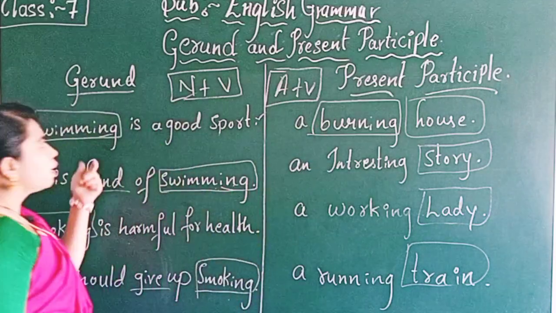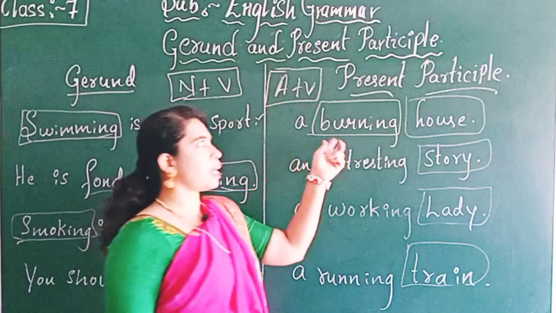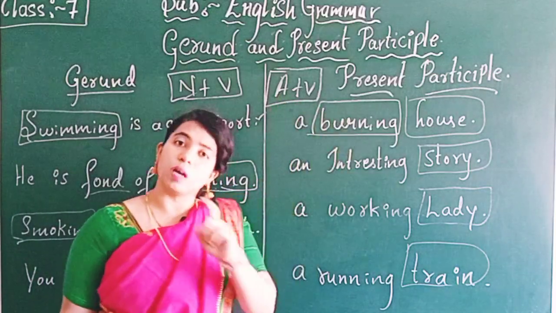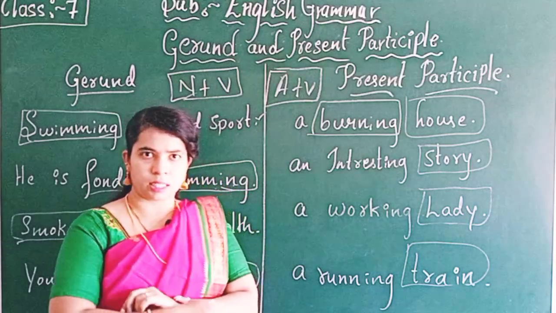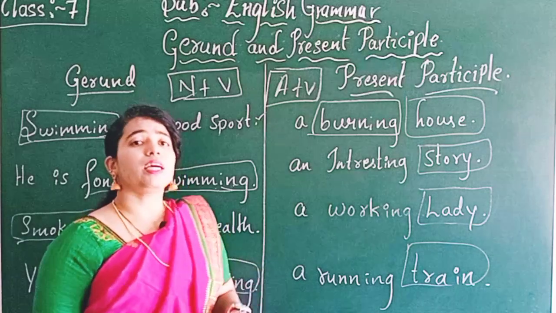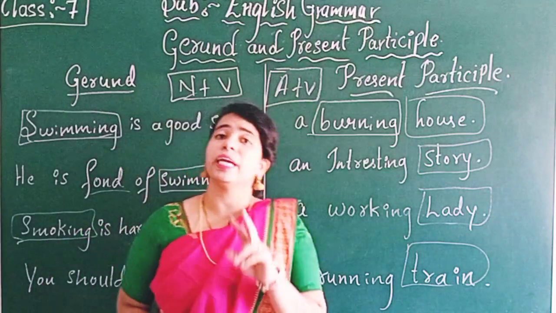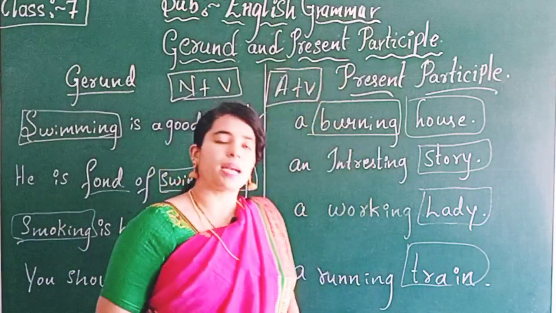Like in gerund, the main verb acts as a noun. Here it acts as both adjective and verb, because the root verb is burn. The first form of the verb is burn. Today we are learning about two major functions of ing, that is gerund and present participle.